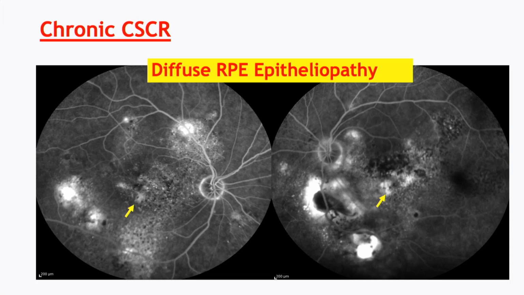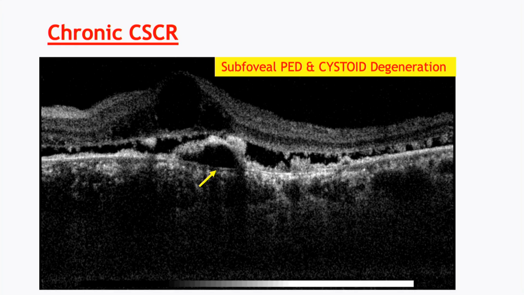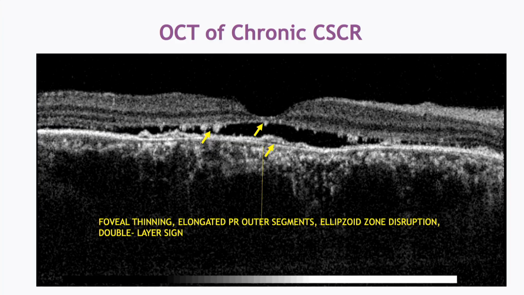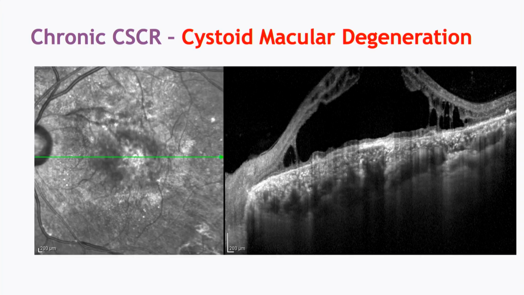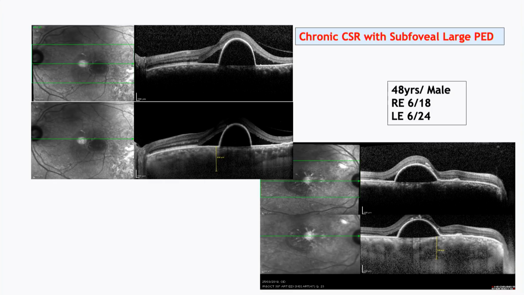So in this setting, diffuse RPE epitheliopathy, this is a typical chronic CSC, where you see signs on OCT like intraretinal fluid, a chronic PED, outer retinal photoreceptor elongation, or even foveal thinning and ellipsoid zone disruption. These are all poor biomarkers, and especially in the absence of subretinal fluid, you see this large cystic space. This is something called cystoid macular degeneration, a poor indicator or poor biomarker in the setting of CSC.